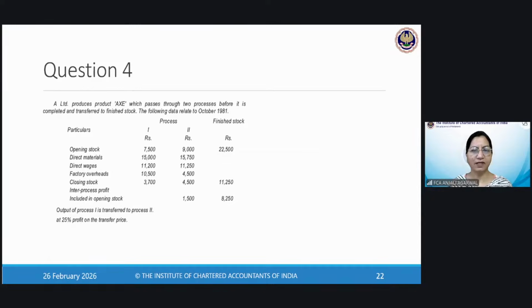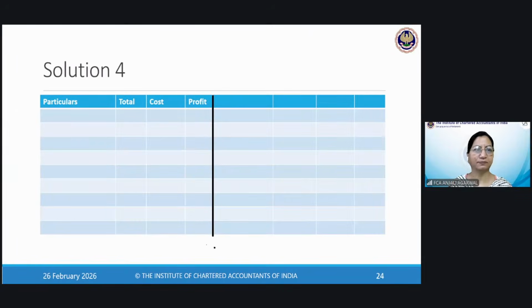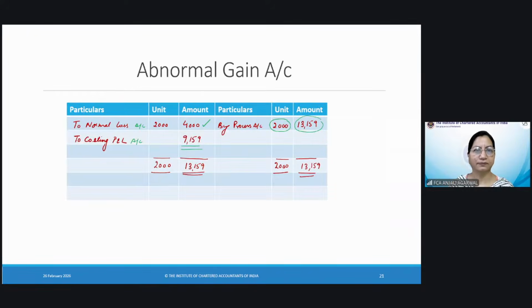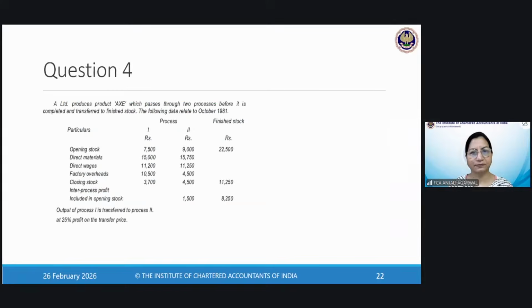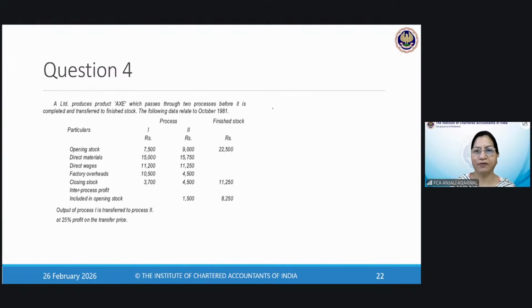We are starting with the next topic, which is inter-process profits. Ready? All of you, I hope you're ready for the next topic, and there is absolute clarity in how we calculate the equivalent units and equivalent production. Now we're talking about inter-process profits.